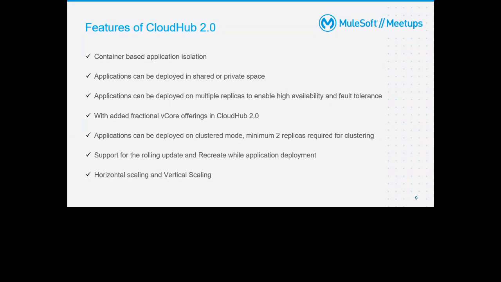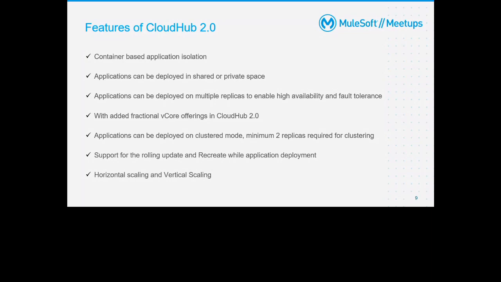Coming to the next point, applications can be deployed on multiple replicas to enable high availability and fault tolerance. If you deploy the application in multiple replicas, it means you are deploying two instances. In this case, if any one of the instances goes down, the second instance will take up all the requests till the previous instance is up and running. In this way, we can achieve high availability. Coming to fault tolerance, those two replicas will be deployed on multiple availability zones. For example, if any one of the zones is down, the second zone replica will take all the requests. In this way, you can achieve fault tolerance.